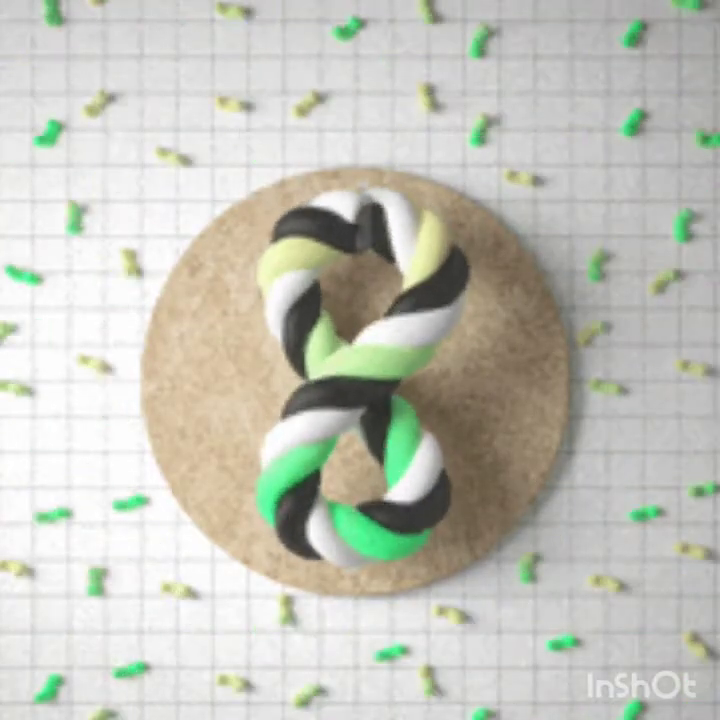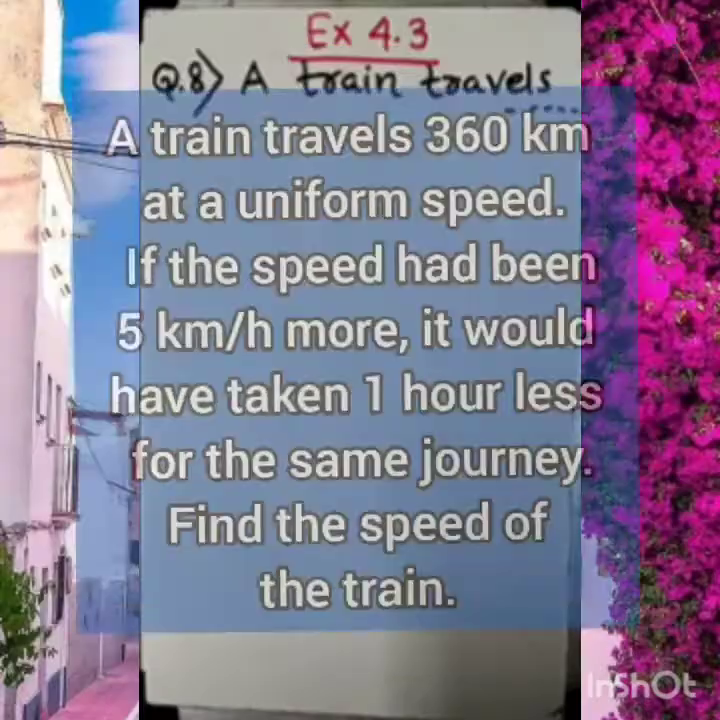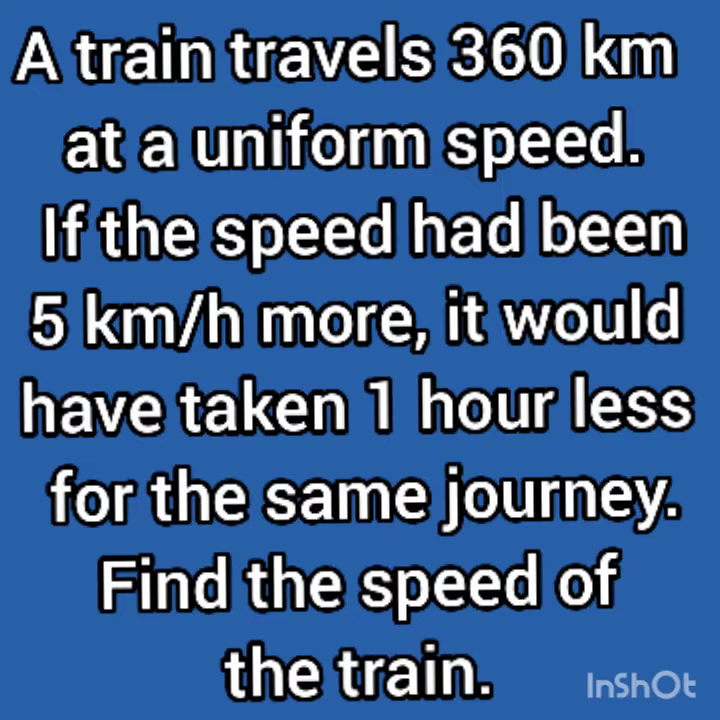So, my dear student, question number 8 is on your screen. A train travels 300 km at a uniform speed. If the speed had been 5 km per hour more, it would have taken 1 hour less for the same journey. Find the speed of the train. Now let's begin the solution.